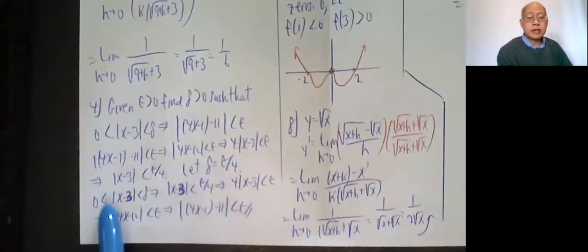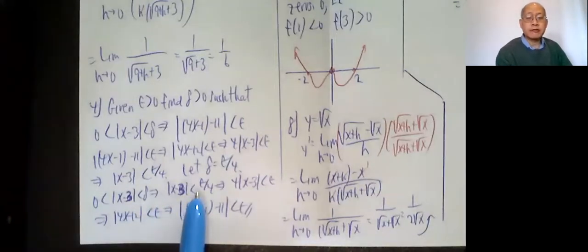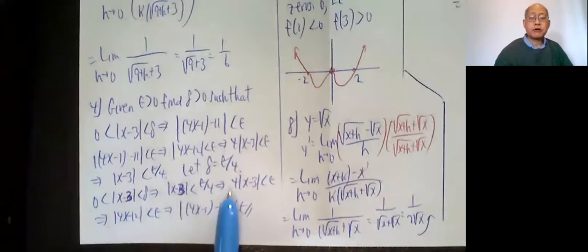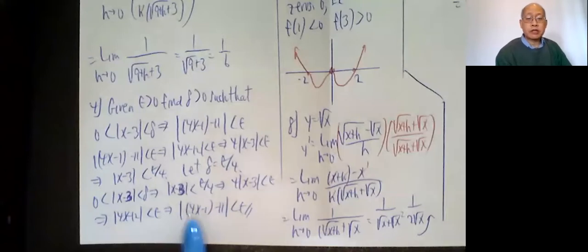So for the proof, 0 less than absolute value of x minus a, which is 3, less than delta, implies absolute value of x minus 3 is less than epsilon over 4. Multiply both sides by 4: 4 times absolute value of x minus 3 is less than epsilon. Distribute the 4 back in: absolute value of 4x minus 12 is less than epsilon. Then write it the way we're supposed to, which is absolute value of 4x minus 1 minus 11 is less than epsilon.